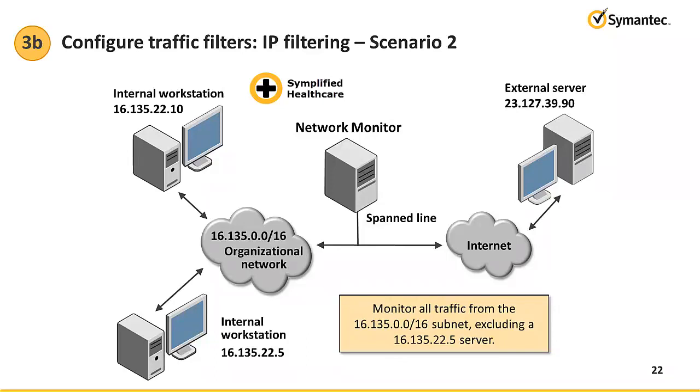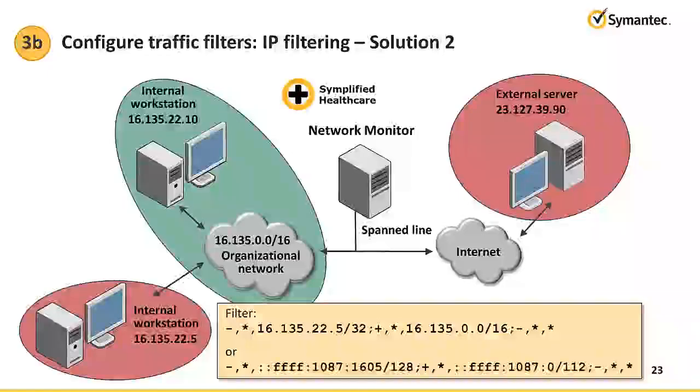Now consider a second scenario. The same hospital wants to include all the traffic from their 16.135.0.0/16 organizational subnet, except for traffic from a web server at 16.135.22.5. With this requirement, what would the format of the filter be? The answer would be the filters shown at the lower right of this diagram in both IPv4 and IPv6 formats. As a result of this filter, traffic with a source IP of 16.135.22.5 is discarded, but traffic with a source IP of 16.135.22.10 is kept, and traffic that starts with a source IP of 23.127 would be discarded.